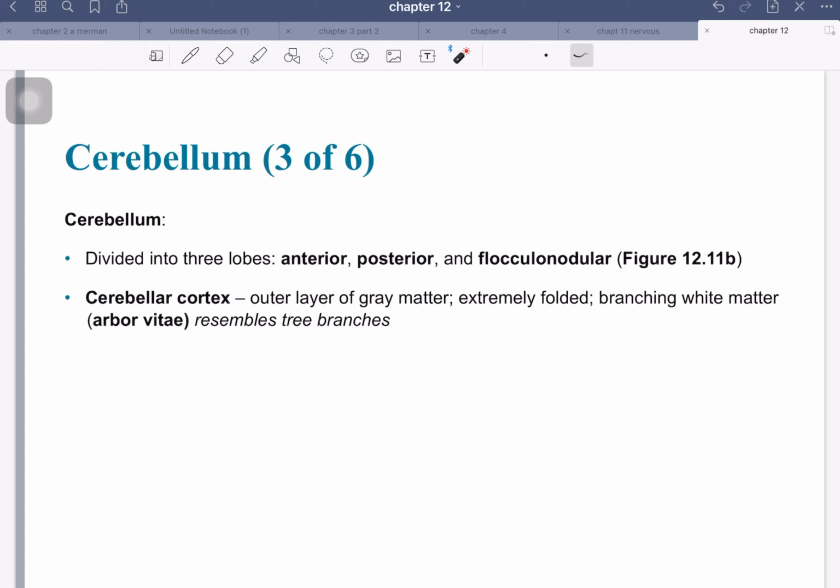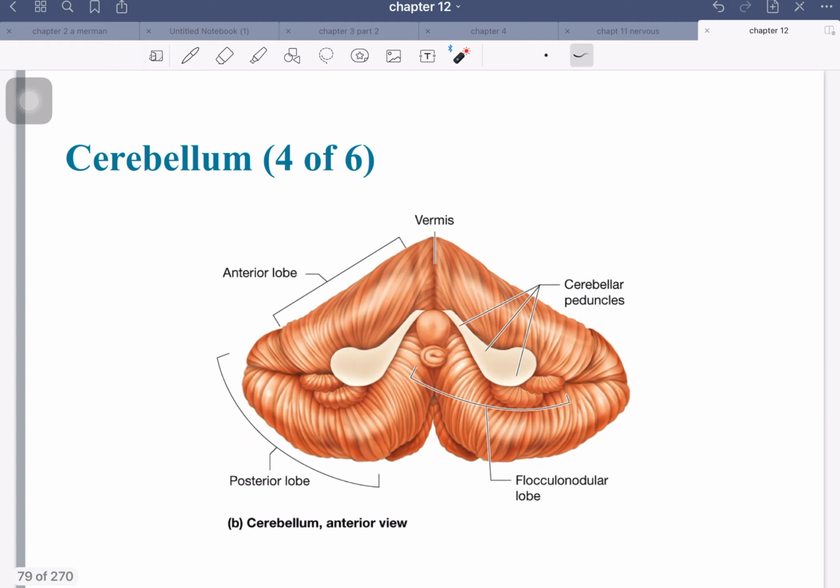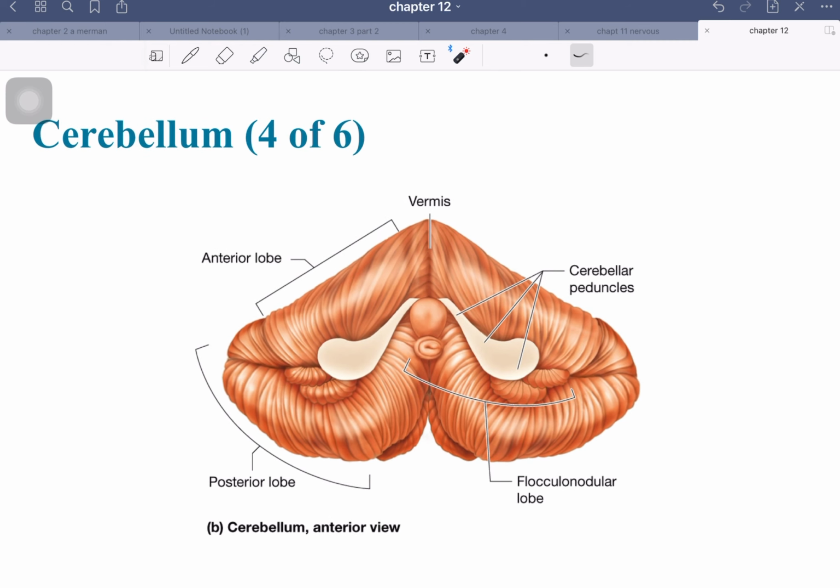Now, the cerebellum is divided into three lobes: the anterior, the posterior, and the nodular. It's a big one to say. The cerebellar cortex, the outer layer, is gray matter, and as we've already seen in the diagram, it's highly folded. We have a lot of branching white matter, which is called the arbor vitae, because it actually looks like tree branches. Here's another look at the cerebellum, and you can see the vermis and the cerebellar peduncles.